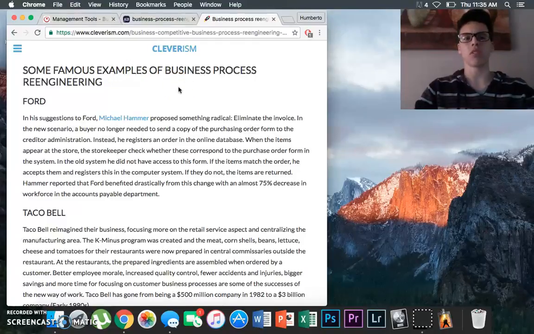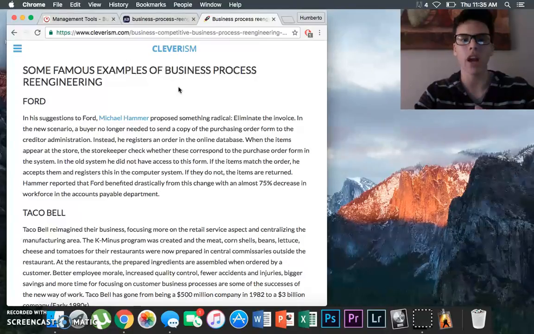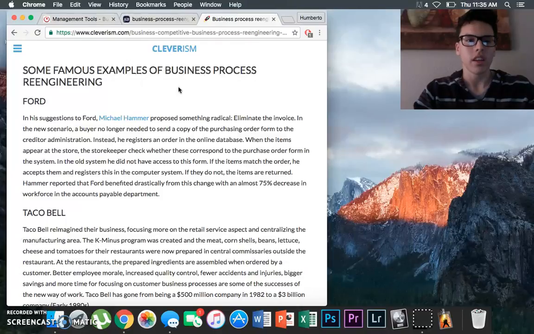So the first one being Ford, and the paragraph reads, in his suggestion to Ford, Michael Hammer proposed something radical: eliminate the invoice. In the new scenario, a buyer no longer needed to send a copy of the purchasing order form to a creditor administration. Instead, he registers an order in the online database. When the items appear, the storekeeper checks whether these correspond to the purchase order form in the system. In the old system, he did not have access to this form.